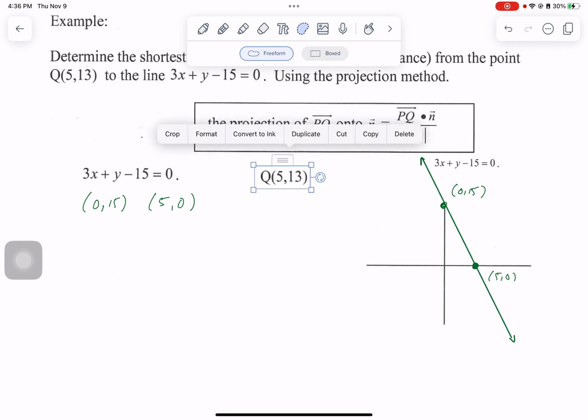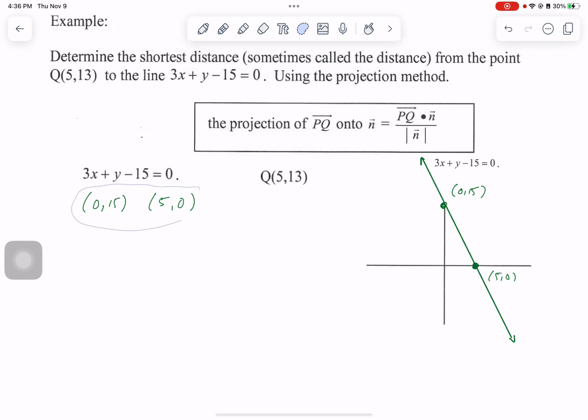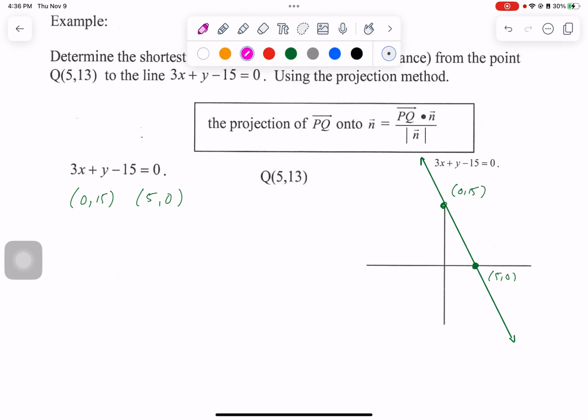Well, the first thing I better do, now think about it, kids, I better make sure that the point doesn't lie on the line. Because if the point lies on the line, then the shortest distance is 0. So I'm going to take this point and check to see if it lies on the line. And I'll do that by throwing the point into the line and seeing if it satisfies it. And as we can tell, that is not going to satisfy it, so the point is not on the line.